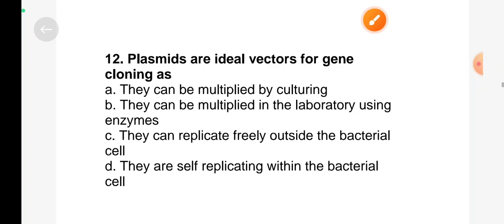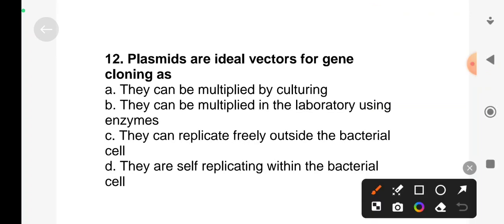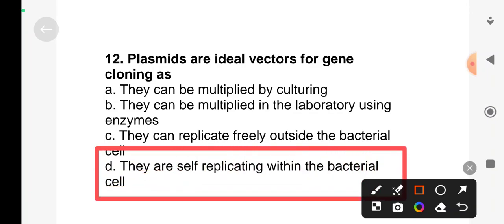Next question. Plasmids are ideal vectors for gene cloning as: option A, they can be multiplied by culturing; option B, they can be multiplied in the laboratory using enzymes; option C, they can replicate freely outside the bacterial cell; option D, they are self-replicating within the bacterial cell. Correct answer is option D, they are self-replicating within the bacterial cell.